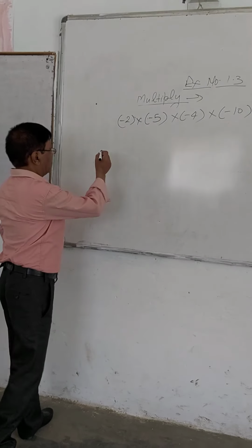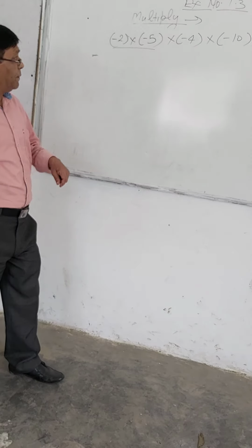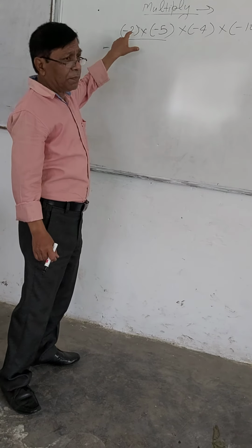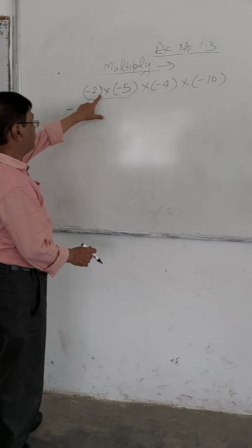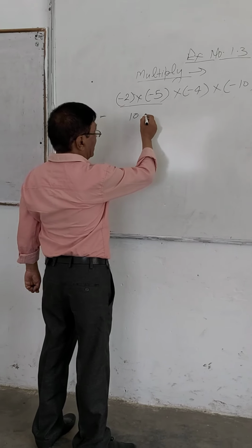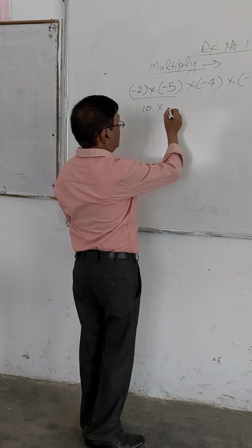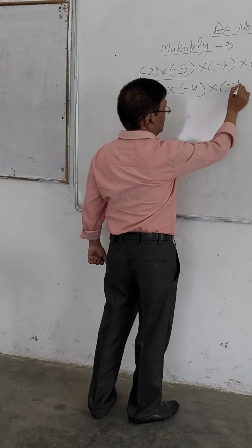First take the first two numbers. Now again I am repeating, multiplication of same sign will always be positive. So this minus and minus will become positive. So 2 5s are 10, it will become 10. Again into minus 4 into minus 10.